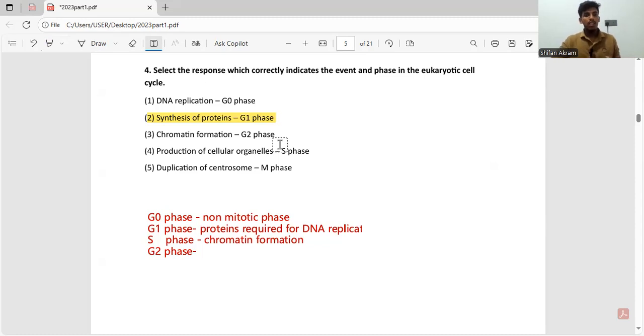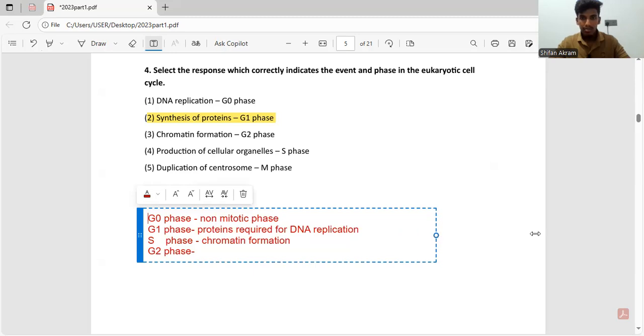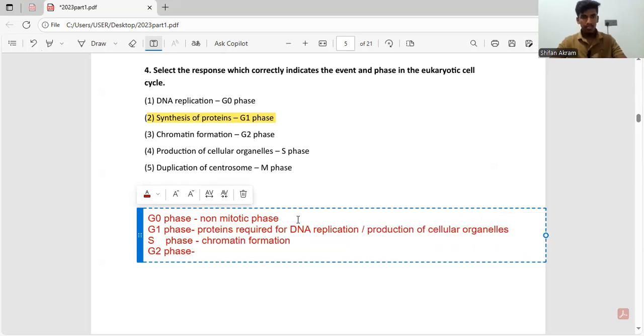And fourth one, production of cellular organelles. We know this occurs because we have to form two cells, right? During mitotic division, one cell is divided into two. So the other cell also should have all the organelles such as the mitochondria, the ribosome, the Golgi apparatus. So all this production of organelles occurs, but this occurs initially in the G1 phase, not in the S phase. So again in the G1 phase, another thing occurs, that is the production of cellular organelles.